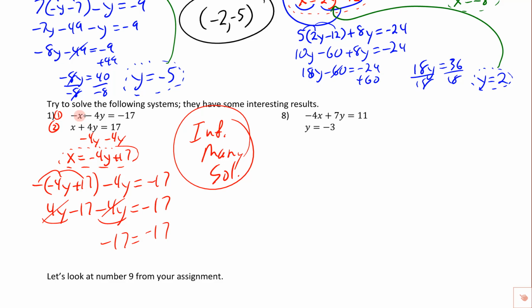And you can kind of see that from equation number 1 to equation number 2. You'll notice that all that happened here is each one of the signs changed from negative to being positive on the second one.